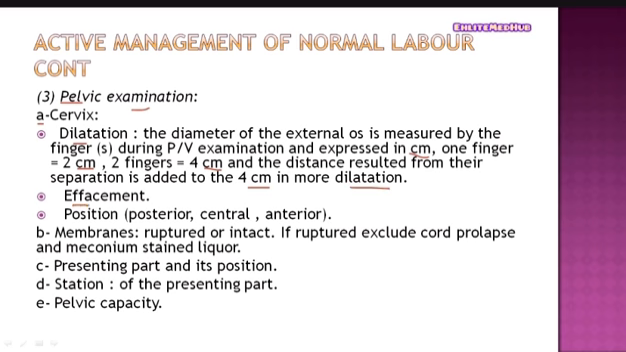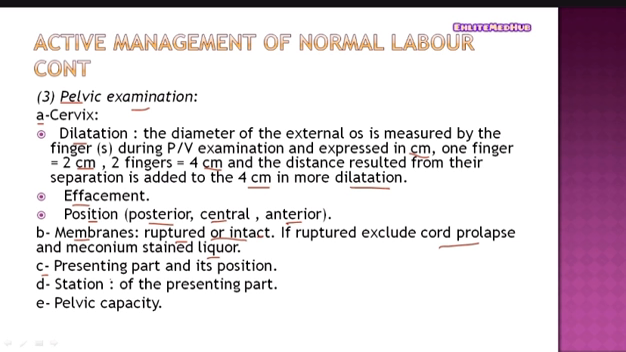You check for the effacement, that is the thinning of the cervix. You check for the position, posterior, central, and anterior. B, that's the membranes. You check for the membranes, ruptured or intact. If ruptured, exclude cord prolapse and meconium stained liquor.